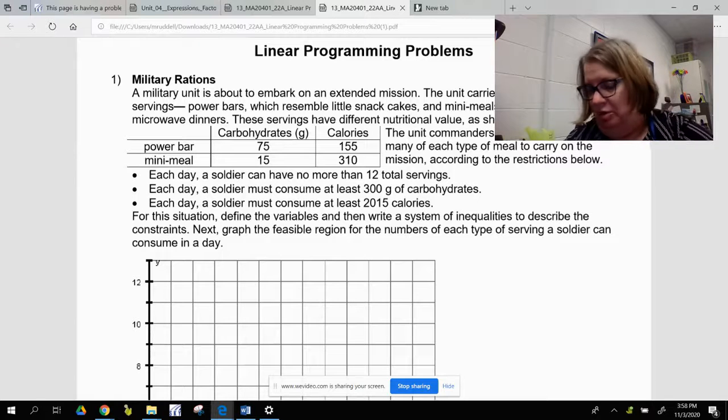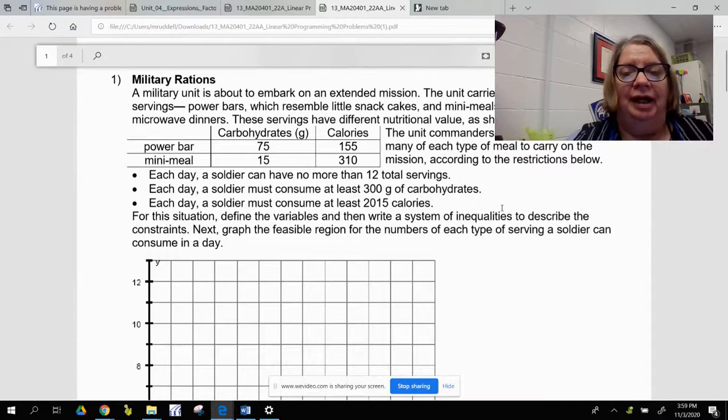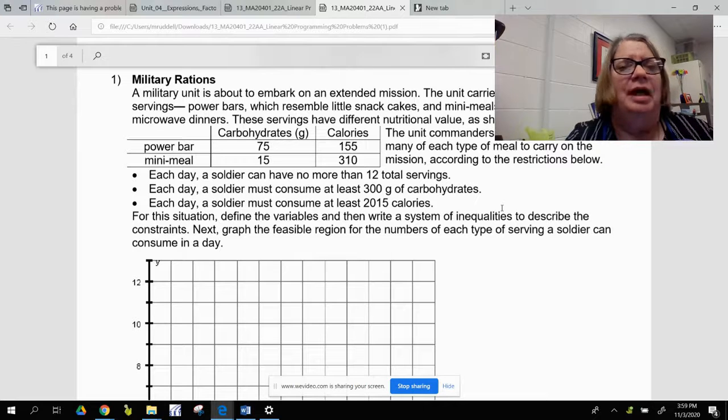Terms of power bars and mini meals. You had guidelines you had to follow on the number of calories and carbohydrates and servings that each soldier could have. So how'd you do with that? Were you able to figure out a cost or a minimum cost or a maximum cost?